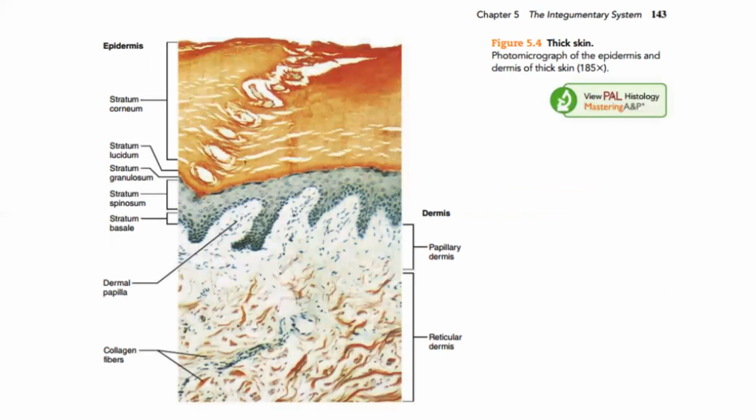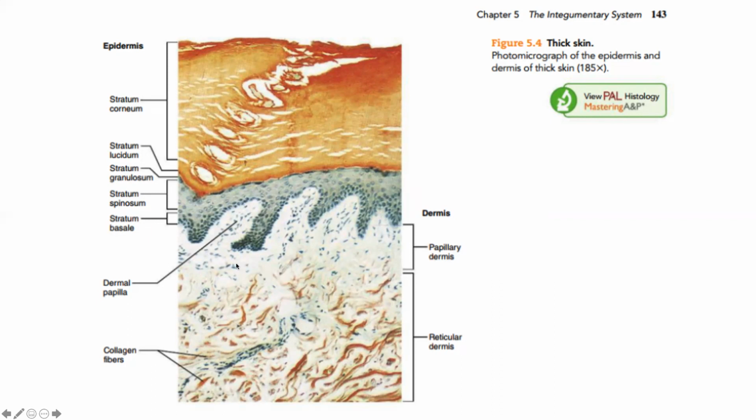Let's look carefully here. Epidermis here, and dermis. Dermis has papillary dermis and reticular dermis. Epidermis has 5 layers: stratum basale, spinosum, granulosum, lucidum in thick skin, not in thin skin, and corneum. If we look at the dermis layer, we can see the papillary dermis and reticular dermis.